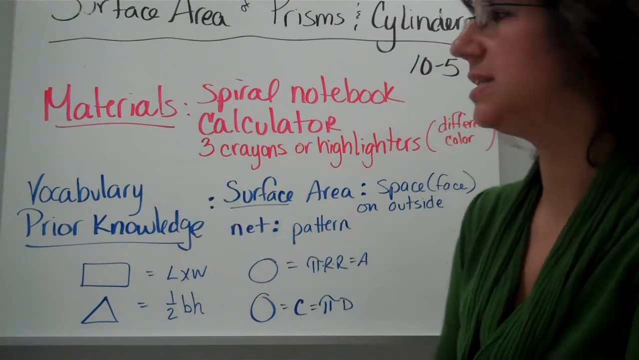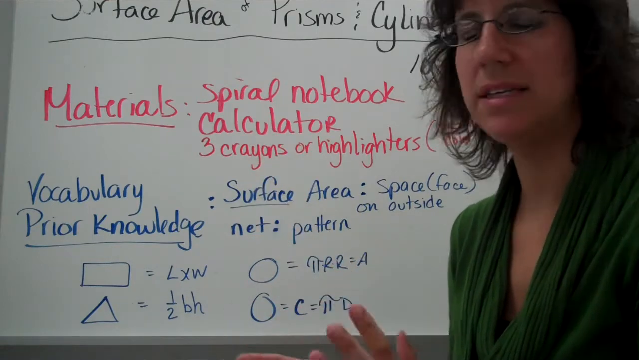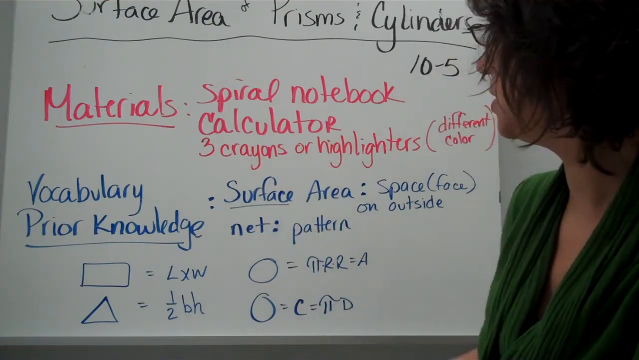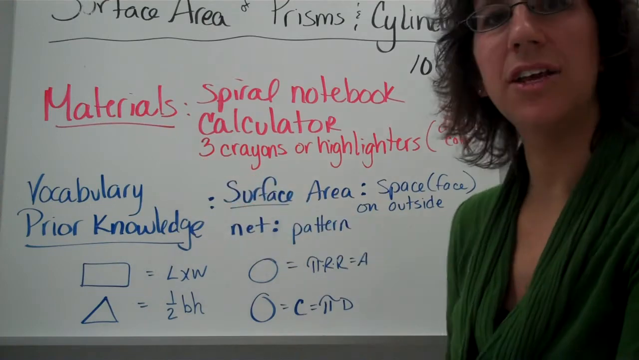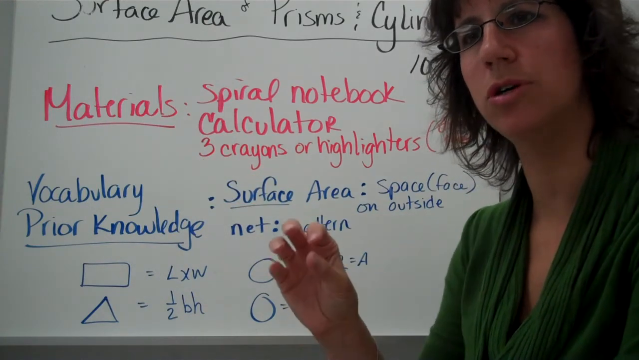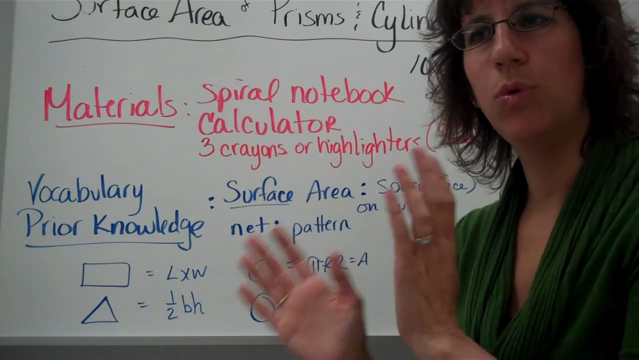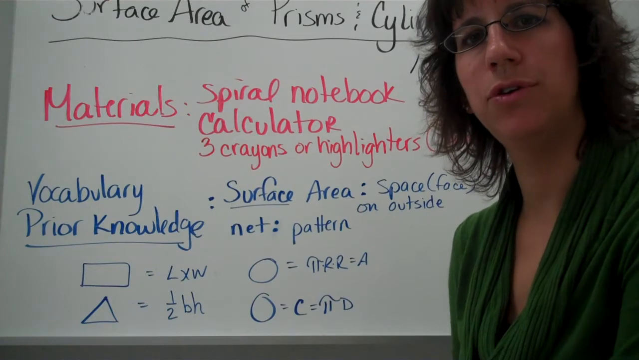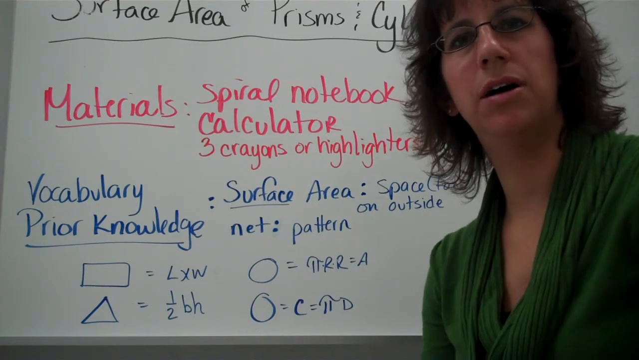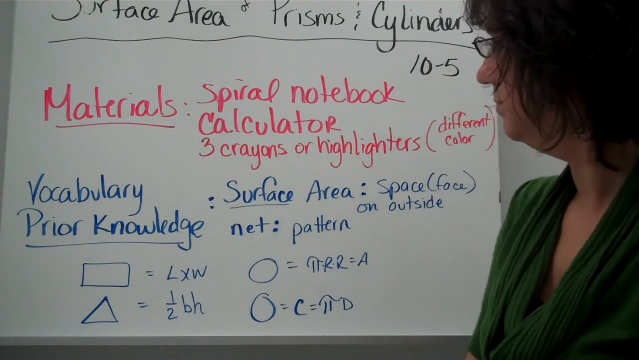The materials you're going to need: spiral notebook and calculator. Any calculator will do, just basic multiplication and addition here. And I'd like you to have a couple of crayons or highlighters of different color, because it really will help you in terms of understanding what pieces go together and where, what shapes I'm looking at. So it'd be great if you could get in the practice and habit of color coding your shapes so you can make sure you have all the sides and the pieces.